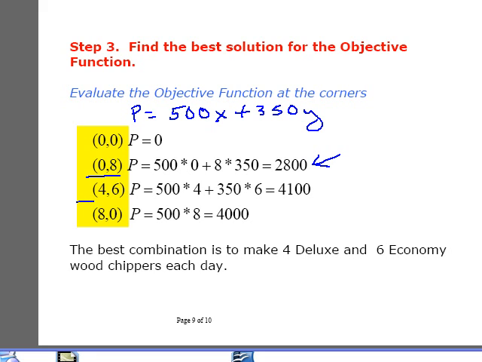I could pick this other combination of 4 and 6, 4 deluxe and 6 economy. Everything would get assembled, everything would get painted, and I would make $4,100. Or I could try this third corner, 8 and 0, and make $4,000. Of course, obviously 4 and 6 is what you want to do, because you would maximize your profit.